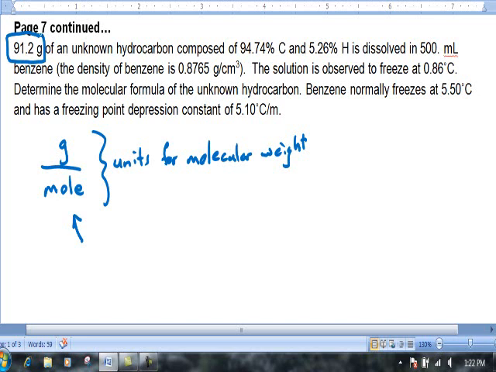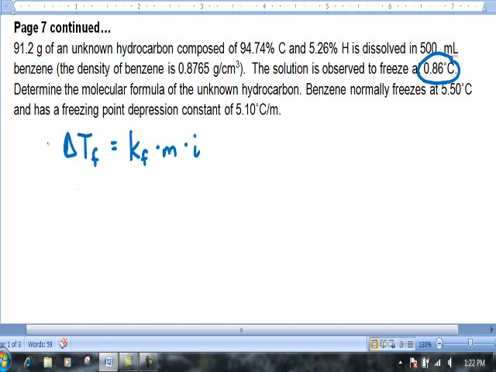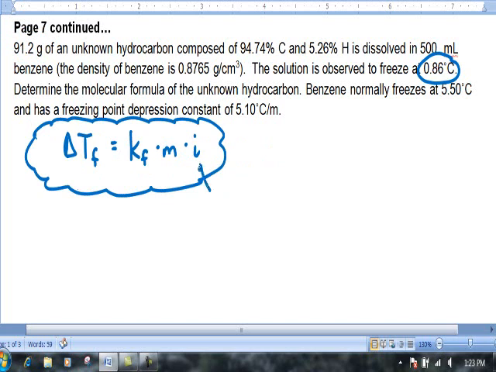Now we can get the moles by using the freezing point change of the solution compared to the pure solvent by using the freezing point depression equation. The equation that lets us use the change in freezing point for our solution compared to pure solvent is change in temperature freezing is the freezing point constant times the molality times i.